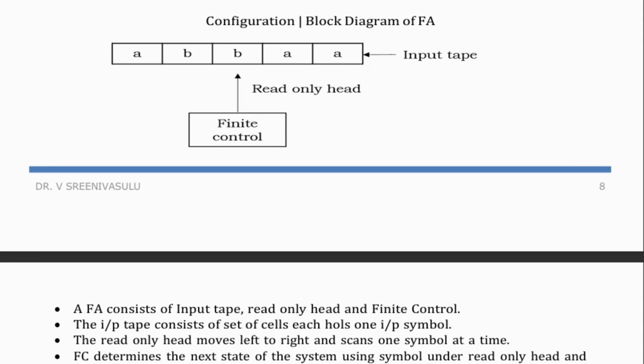Now let's understand the finite control, or the finite state control. The finite control determines the next state of the system. We have the current state and the next state. The next state of the system is determined using the symbol under the read-only head and the present state. Meaning, it decides which input symbol is read next. After one symbol, the head goes on to the next, and the finite control decides what the next state will be and where to move, either to the left or the right. It controls from where to where the head should go. So these are the three things involved in this.